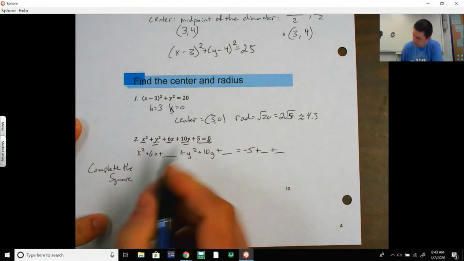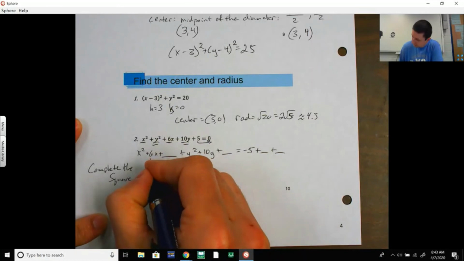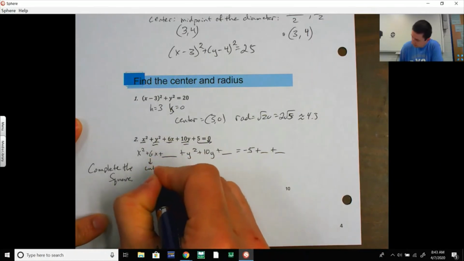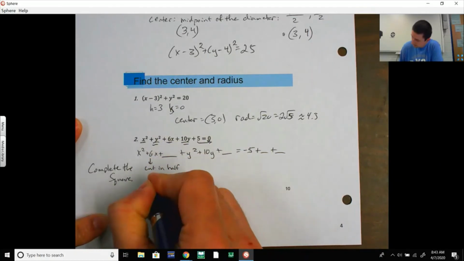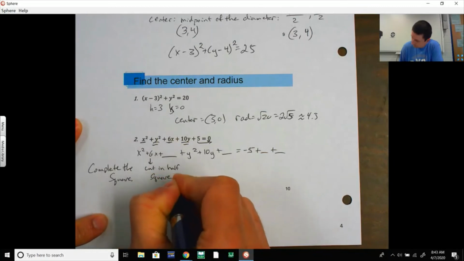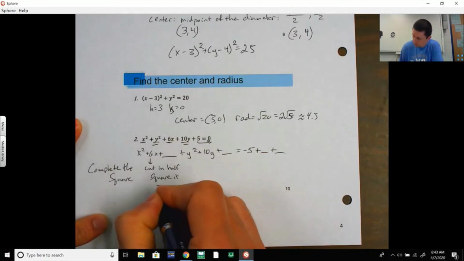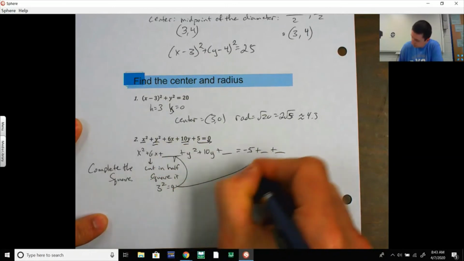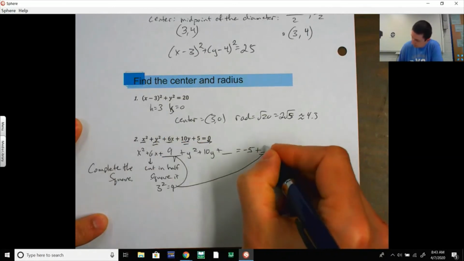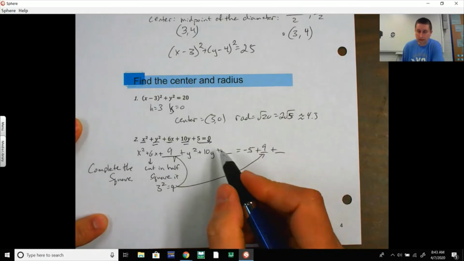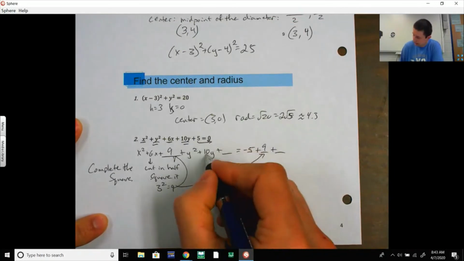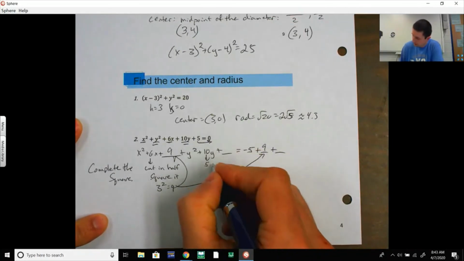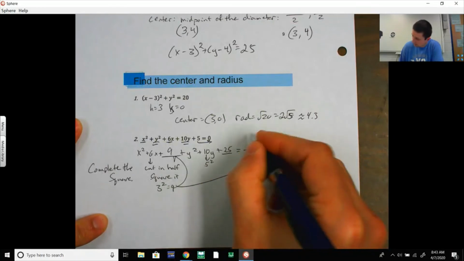Okay, we want to complete the square. So we take this 6, we cut it in half, and then we square it. So half of 6 is 3, 3 squared equals 9. The 9 is going to go here, and it's also going to go here. So 9 and 9. We're going to do the same thing in the other block. Okay, we're going to take half of 10, that's 5. We're going to square it, we get 25, and that goes over here.